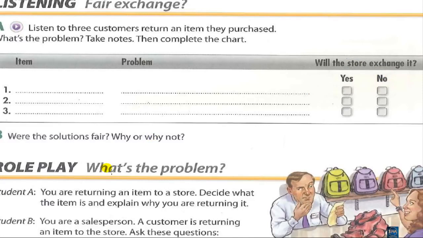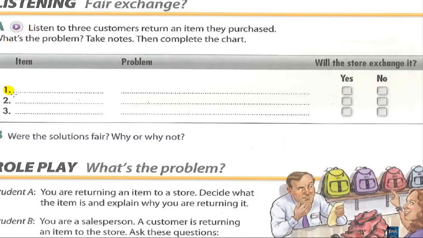Page 38, Exercise 4, Listening. Fair exchange. Part A. Listen to 3 customers return an item they purchased. What's the problem? Take notes, then complete the chart.